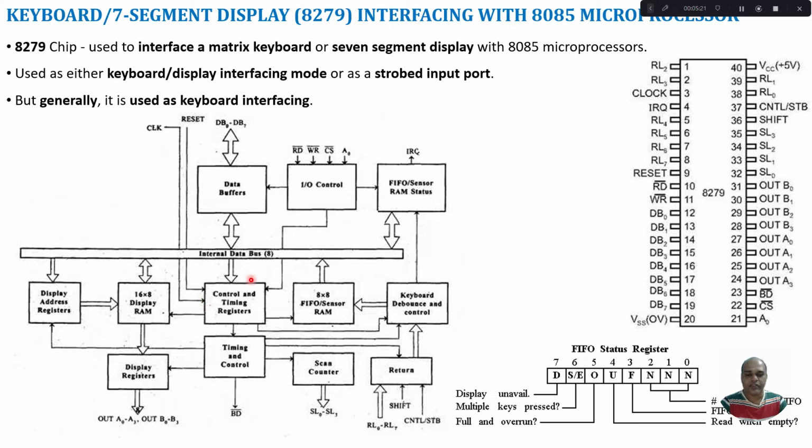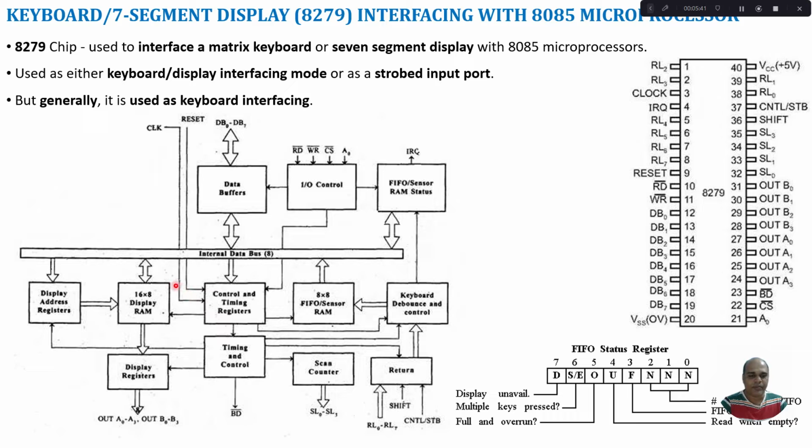So here the configuration of this IC, whether I want to use it in a keyboard mode or in a display mode, will be decided by the control registers available, and it will generate the corresponding timing information required for both your keyboard as well as the display. So now let us go to the display part.